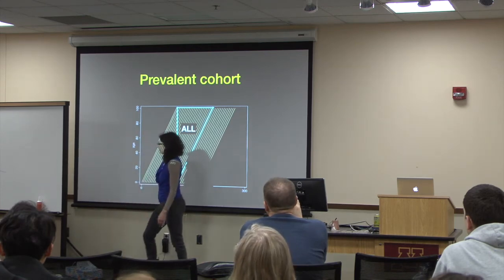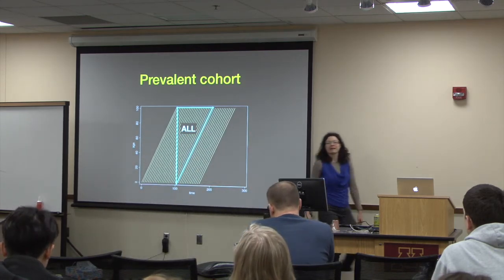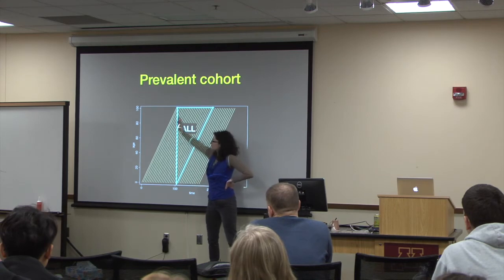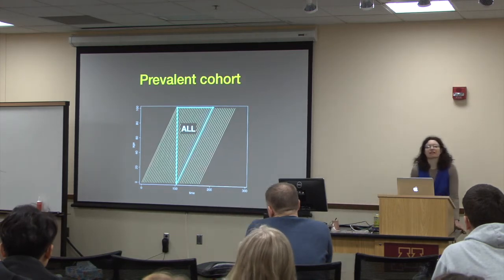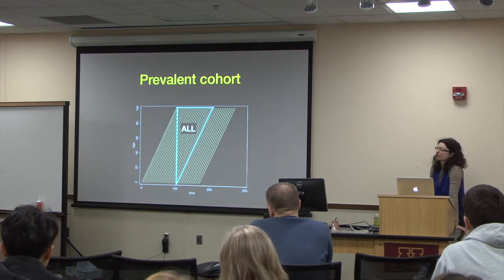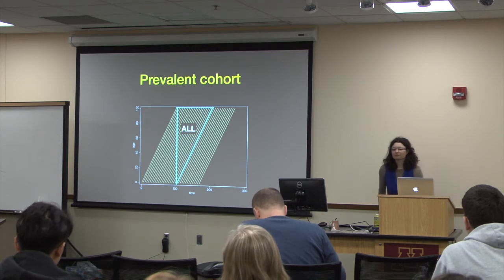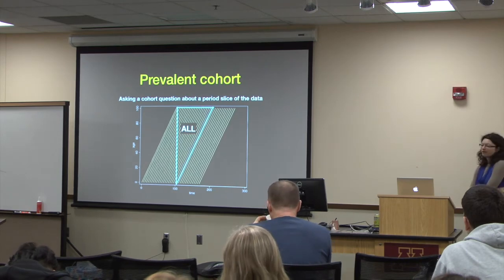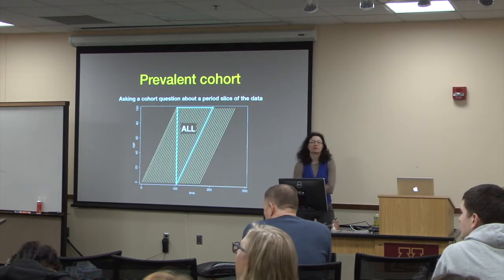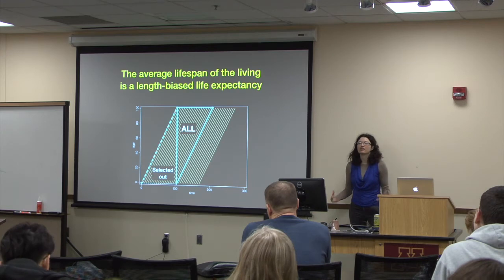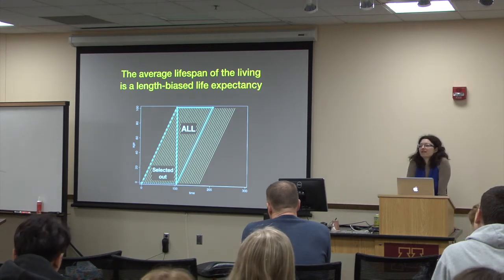Does that cut off too much of the slide here? Okay. The prevalent cohort is this kind of unholy amalgam of period and cohort. You take this period slice, and then you follow that slice of people as though they are a cohort. So we are selecting a moment in time, which means we're selecting people in proportion to their lifespan, but then we're following them. We are asking a cohort question about a period slice of the data, and that's where the length bias comes from. Any setting that takes a cross-section as the onset of a cohort is going to be length-biased in this way.